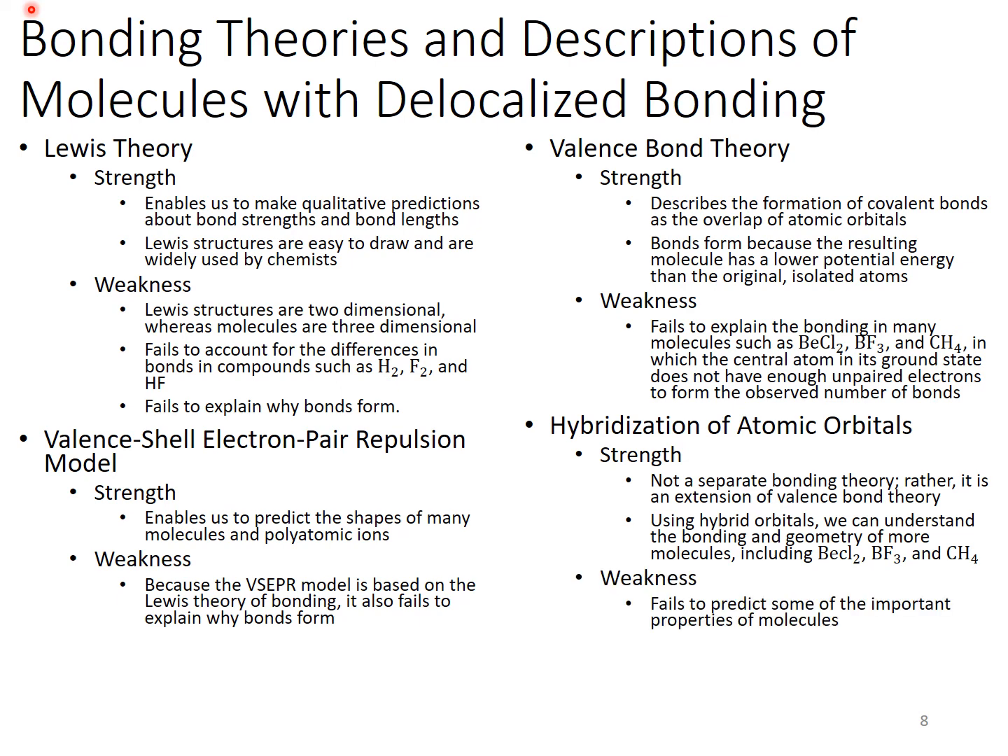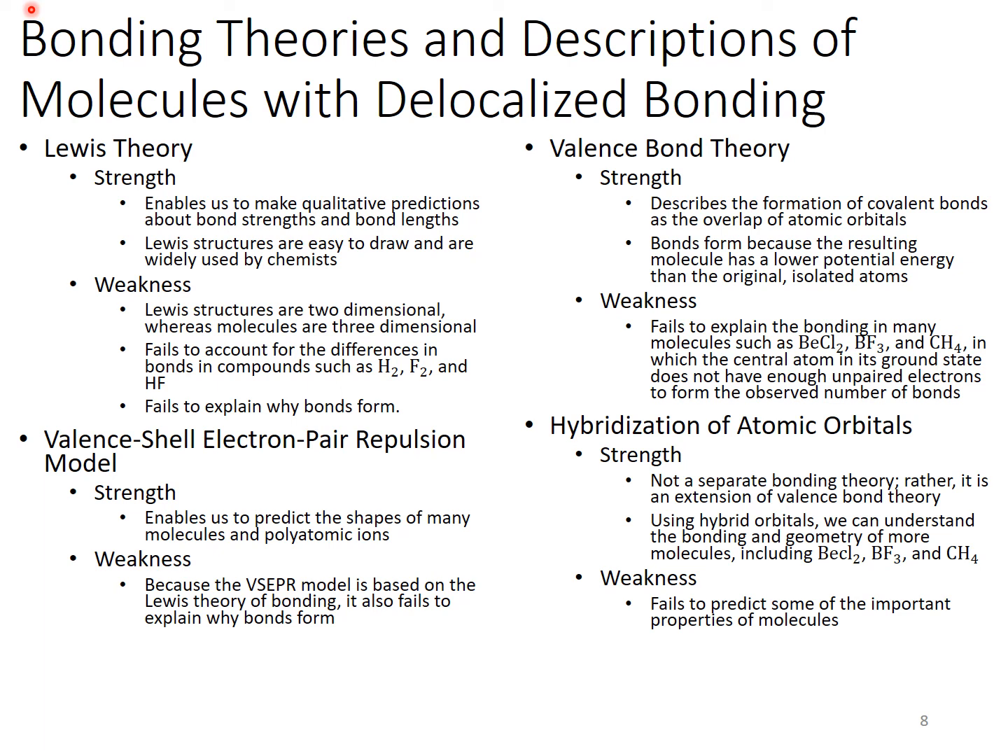It still has some pretty major weaknesses. It does fail to predict some important properties of molecules. Some of them we haven't really talked about just yet, but it doesn't do a good job of predicting the number of unpaired electrons in these sorts of systems. It doesn't do a good job of dealing with magnetic properties, for example. There's a bunch of things that it still doesn't do a great job with.